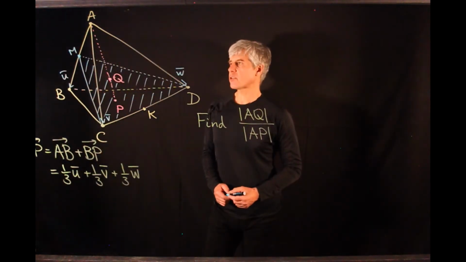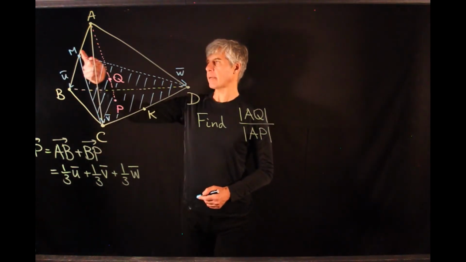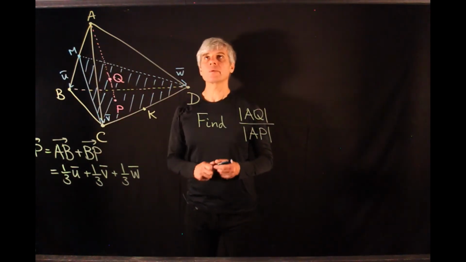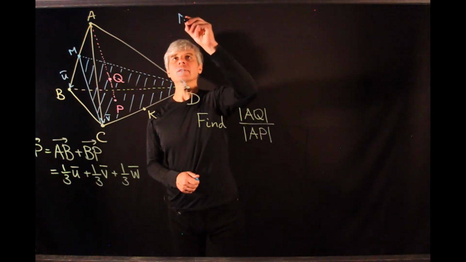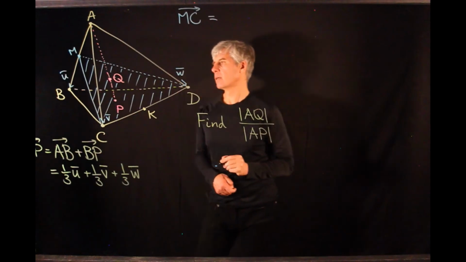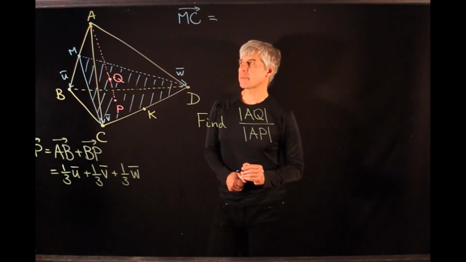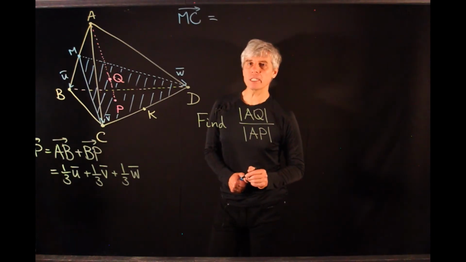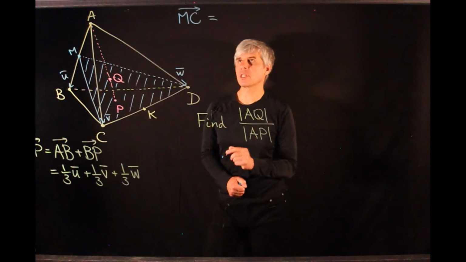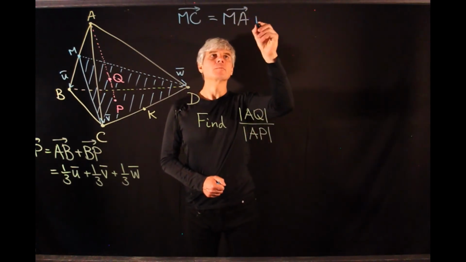The next two vectors that are interesting for us are those associated with the plane MCD. So here we're interested in finding the expression for MC and MD. Let's start with MC. In order to express MC as a linear combination of basis vectors, we apply the head-to-tail rule passing through the point A. So we write this as MA plus AC.